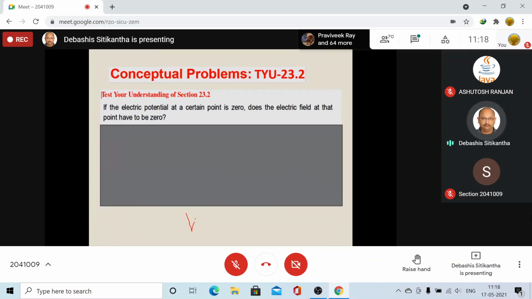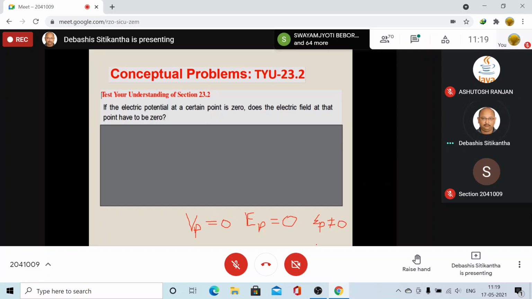It is saying that Vp is equal to 0. Does that mean that every time your Ep is also equal to 0 or not equal to 0? Is this one correct or this one is correct? Who can say? And if at all you are going to answer this question, you have to cite an example.